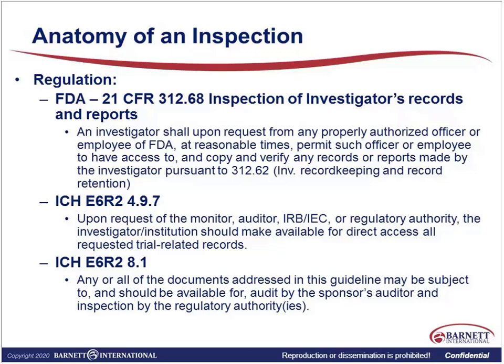What does ICH say? Well, ICH says something very similar. If we go to the ICH E6, the GCP ICH, Section 4 deals with the investigator. And again, it says a very similar thing. Upon request of the monitor, auditor, IRB, or regulatory authority, the investigator needs to make available for direct access all the requested trial-related records.